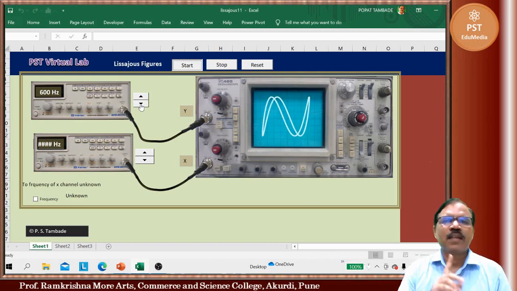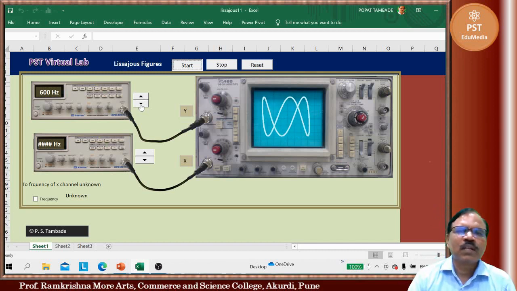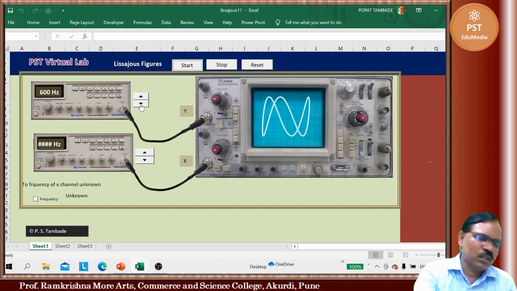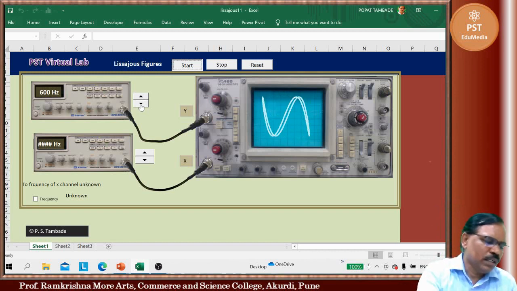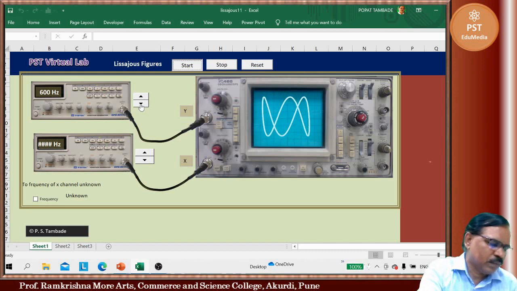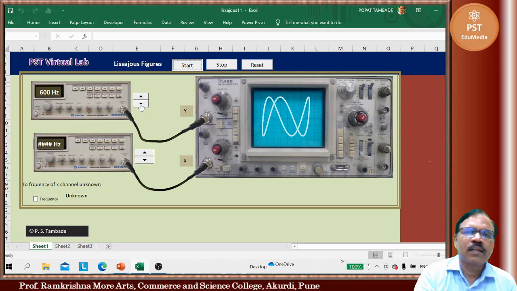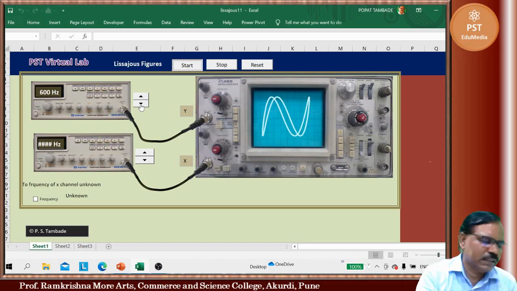So see here, I got 3 loops, 3 loops along the x-axis. So the frequency ratio is 1:3, because the loops are along the x-axis. So the frequency along the x-axis is less.